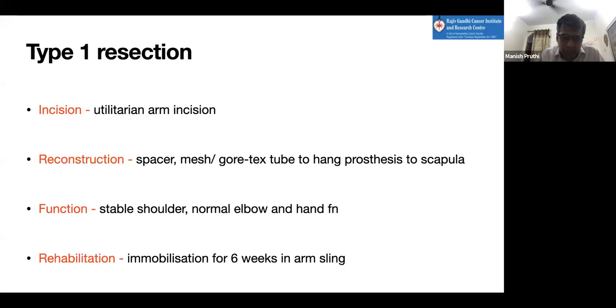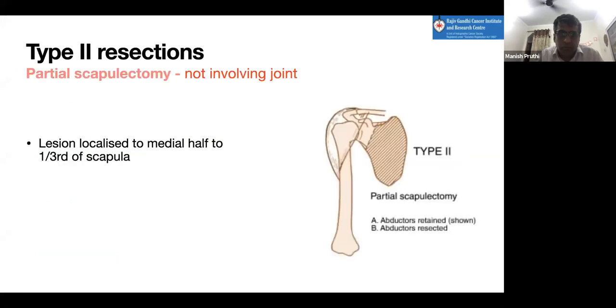And rehabilitation in this scenario is immobilization for 6 weeks in an arm sling so that the mesh and the soft tissues get strengthened and get some more fibrosis so that the shoulder becomes stable. So this is for type 1 resections. We can take the questions now, or we can take the questions at the end if you have any confusions.